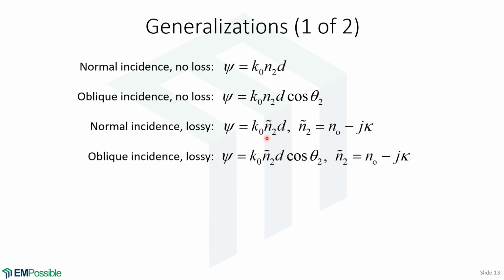Now, if we have loss and normal incidence, there's no cosine, but we still have a K0 N2 D. It's just that N2 now is a complex number. It has a real and an imaginary part, the real part being the ordinary refractive index describing phase accumulation, and the imaginary part being kappa, called the extinction coefficient, characterizing loss. And then for oblique incidence and loss, we have K0 N2 D cosine theta 2, and this N2 is a complex number because it's lossy.